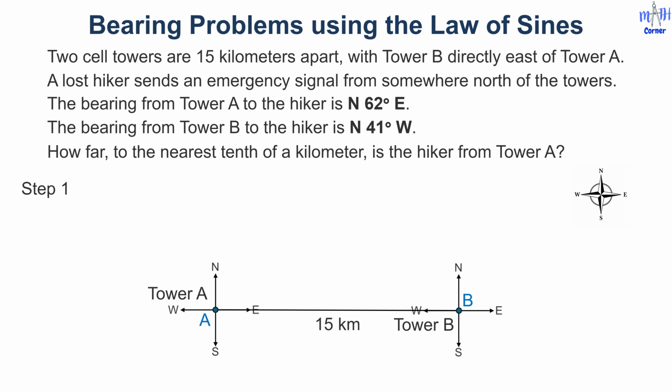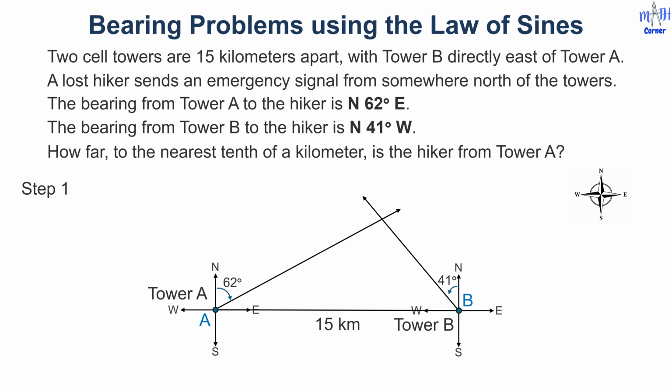From Tower A, draw a ray at north 62 degrees east, or 62 degrees east of north. Start facing north, then turn 62 degrees toward the east. From Tower B, draw a ray at north 41 degrees west, or 41 degrees west of north. Start facing north, then turn 41 degrees toward the west.